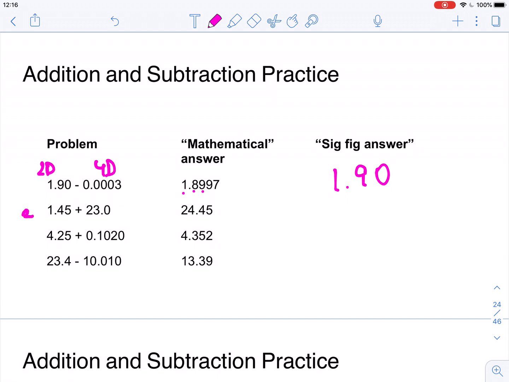Here I have 2 decimal places. Here I only have 1. So here's my mathematical answer. I should only have 1 decimal place in my answer. That 5 is going to round me up to 24.5.